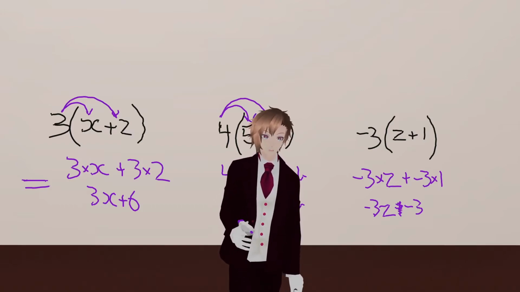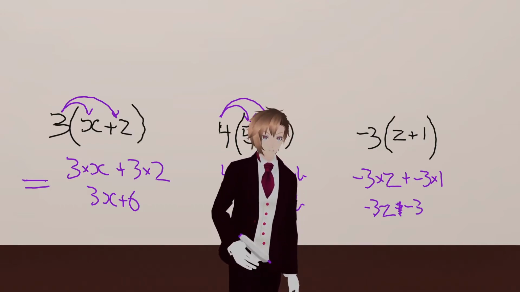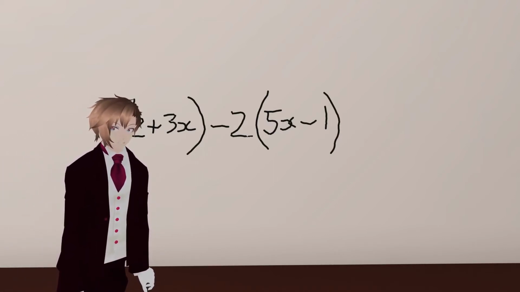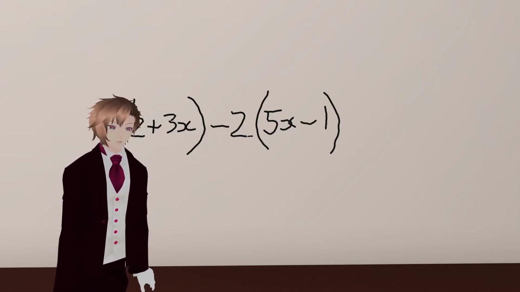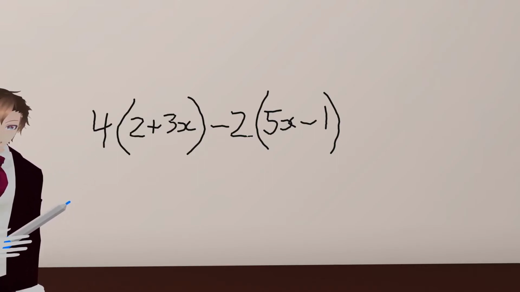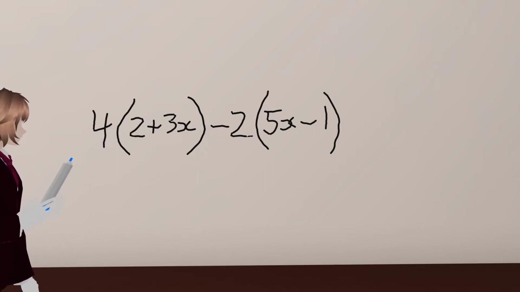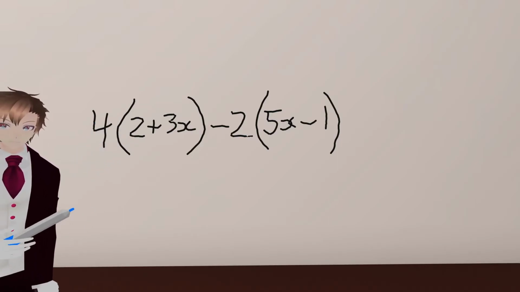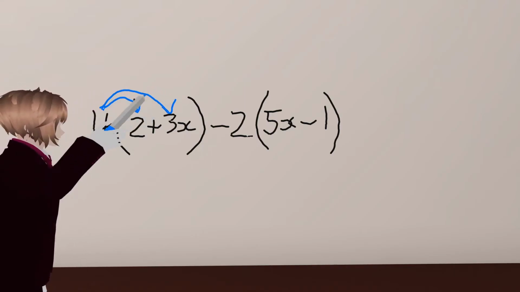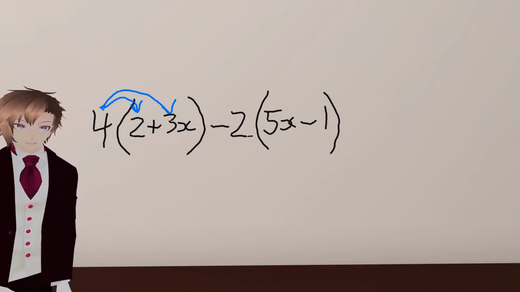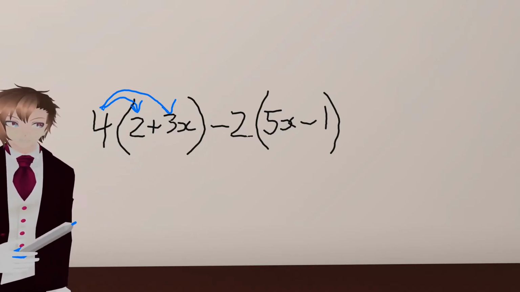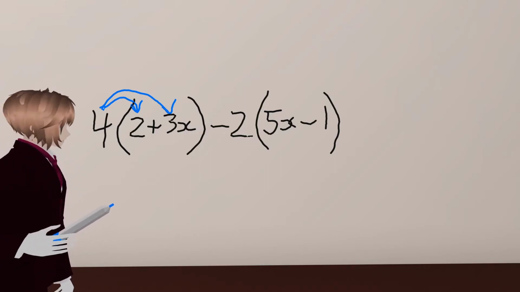So let's have a look at a couple more questions which are a little bit longer. This question has 2 sets of brackets. We have to be a little bit careful with our negatives here. First up, we have 4, and in brackets we have 2 plus 3x. So we're going to be timesing this by this, and this by this. And then secondly, we have negative 2, and 5x, and negative 1. So we're going to have to be careful here.